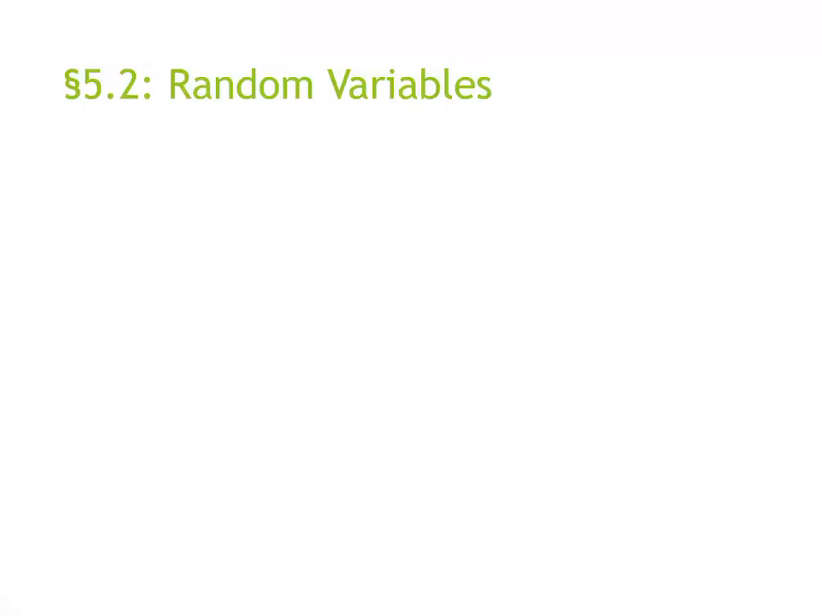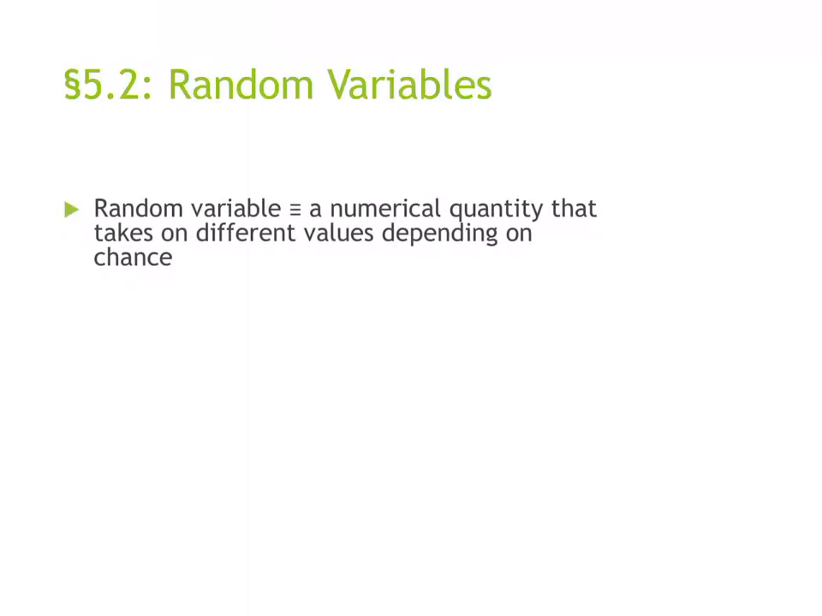Welcome back to part 2 of our chapter 5. In part 2 we're going to be going over random variables. Here, a random variable is a numeric quantity that takes on different values depending on chance.